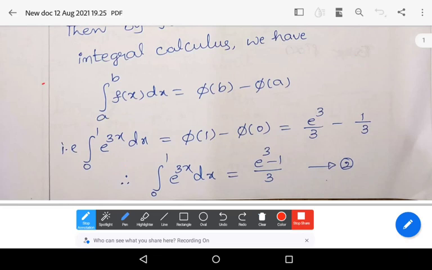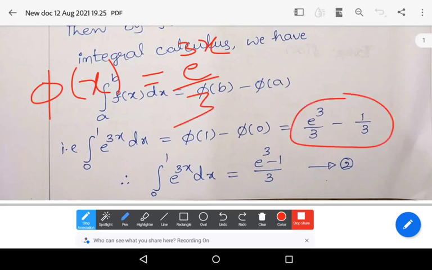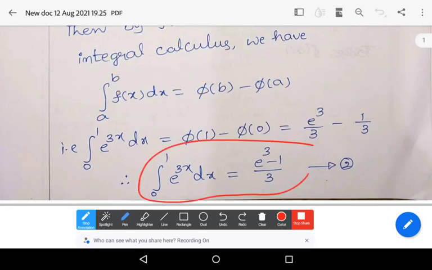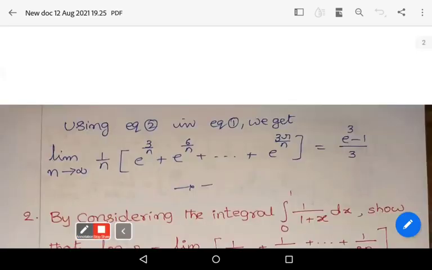What is phi of x? We defined phi of x as e power 3x by 3. So we get e power 3 by 3 minus 1 by 3. If you put 0, you get 1 by 3. If you put 1, you get e power 3 by 3. The final answer is integral 0 to 1 e power 3x dx is equal to e power 3 minus 1 by 3. Now using equation 2 in equation 1, we get the required result.